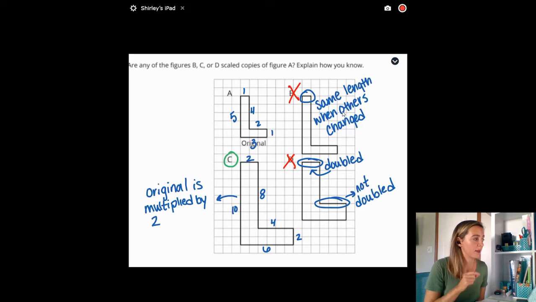In D, the top piece doubled. So I went from 1 to 2. But then the other segment that I circled did not double. So I threw that one out because there was no pattern. And then a lot of you noticed in C that all of my side lengths doubled. So that would make it your scaled copy.